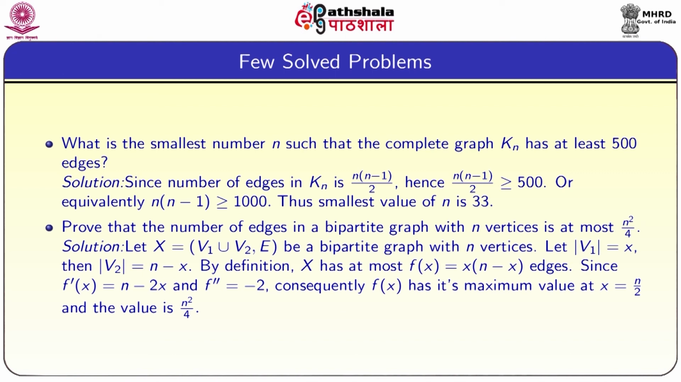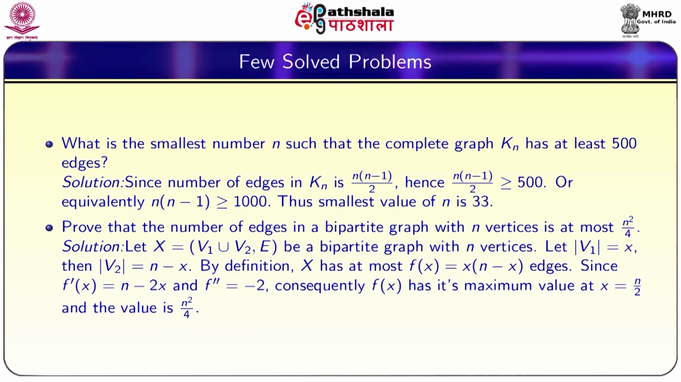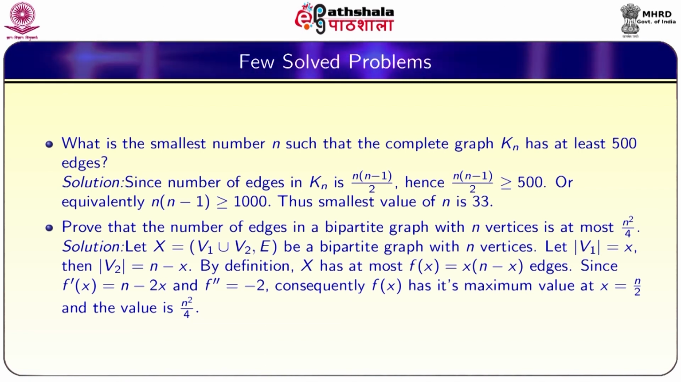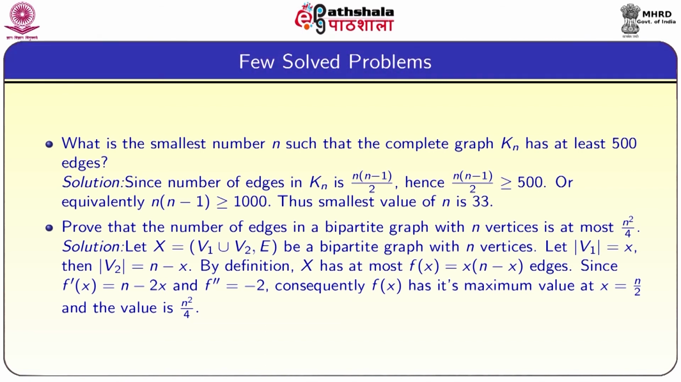So by definition of X, the number of edges f(x) is at most x into n minus x edges. That is for the complete bipartite graph. But since it is a bipartite graph, we have at most x into n minus x edges. Since f'(x) is n minus 2x and f''(x) is minus 2, consequently f(x) has its maximum value at x equal to n by 2, and its value is n squared by 4. So the bipartite graph with n vertices will have at most n squared by 4 edges.